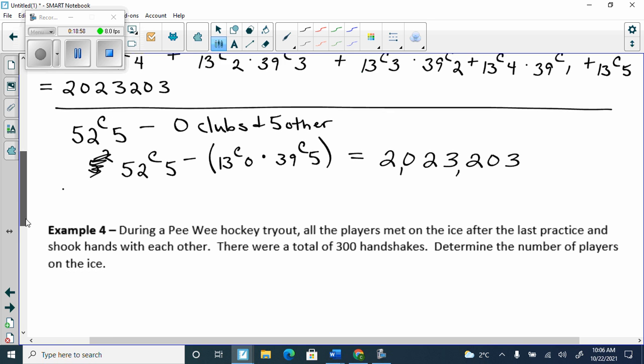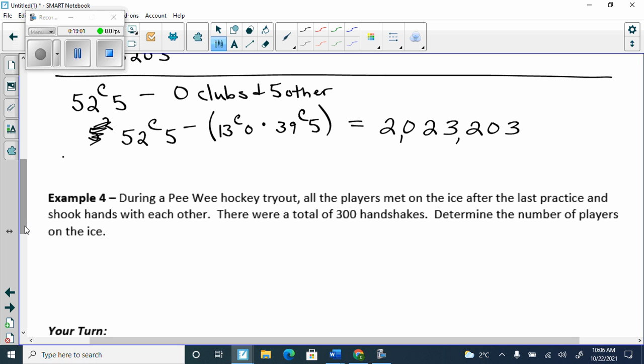We're going to go to example 4, and then I'm going to get you to work on some work. Example 4, this is a little bit different. What I've given you so far is how many subcommittees, how many hands, how many you can choose from, and you get an answer, correct? This time I'm actually giving you the answer. During a Pee Wee hockey tryout, all the players met on the ice after the last practice and shook hands with each other. There were 300 handshakes. That's the total, right? Total is the answer, so it equals 300. Determine the number of players on the ice. So I want to know the N, correct?